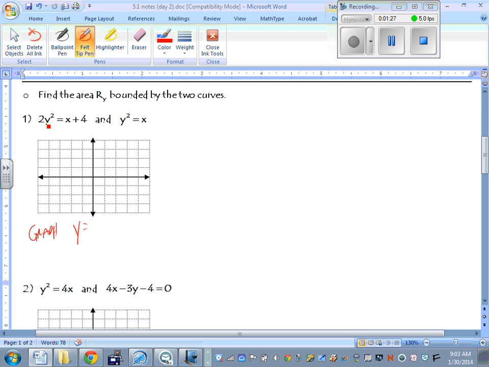So for this one, we're going to divide both sides by 2. Y squared equals 1/2 x plus 2. And then we take the square root, we get y equals positive or negative square root of 1/2 x plus 2. So very important to have the positive or negative. Really, it's kind of like two different functions together that make this equation. And then for this one, we get y equals positive or negative square root of x.